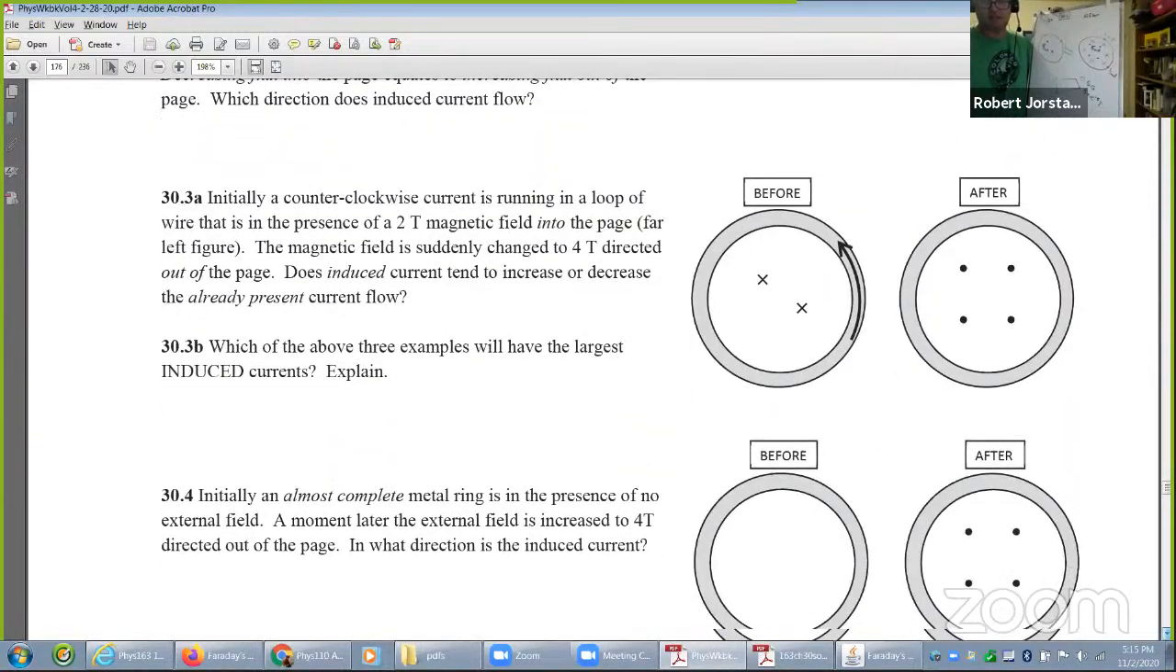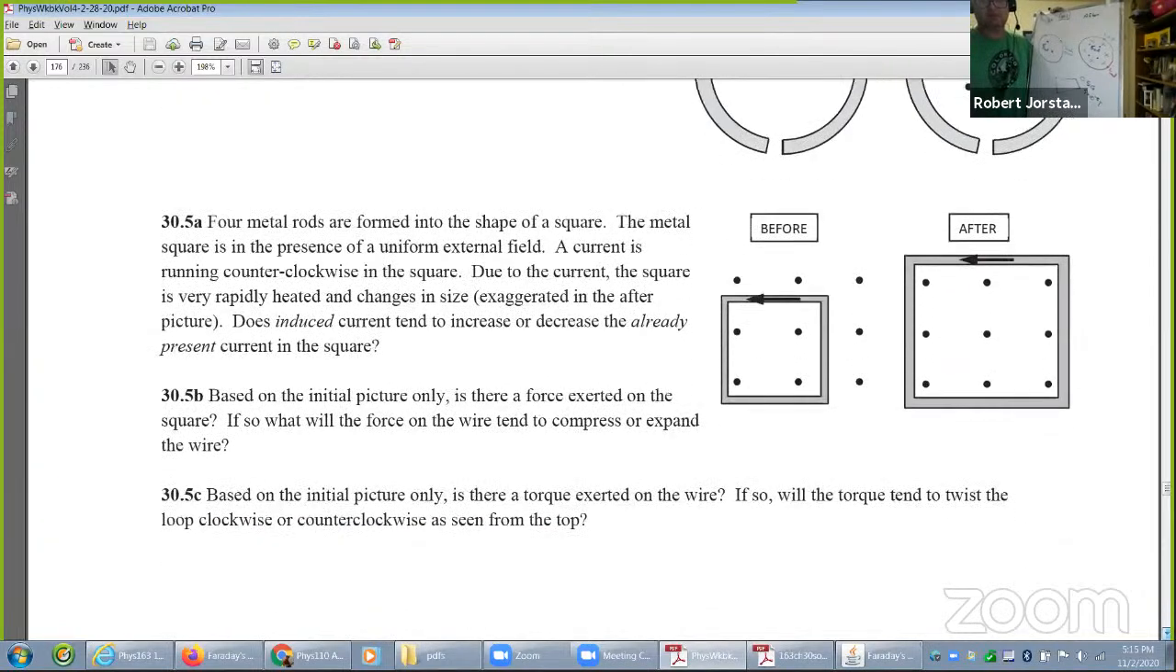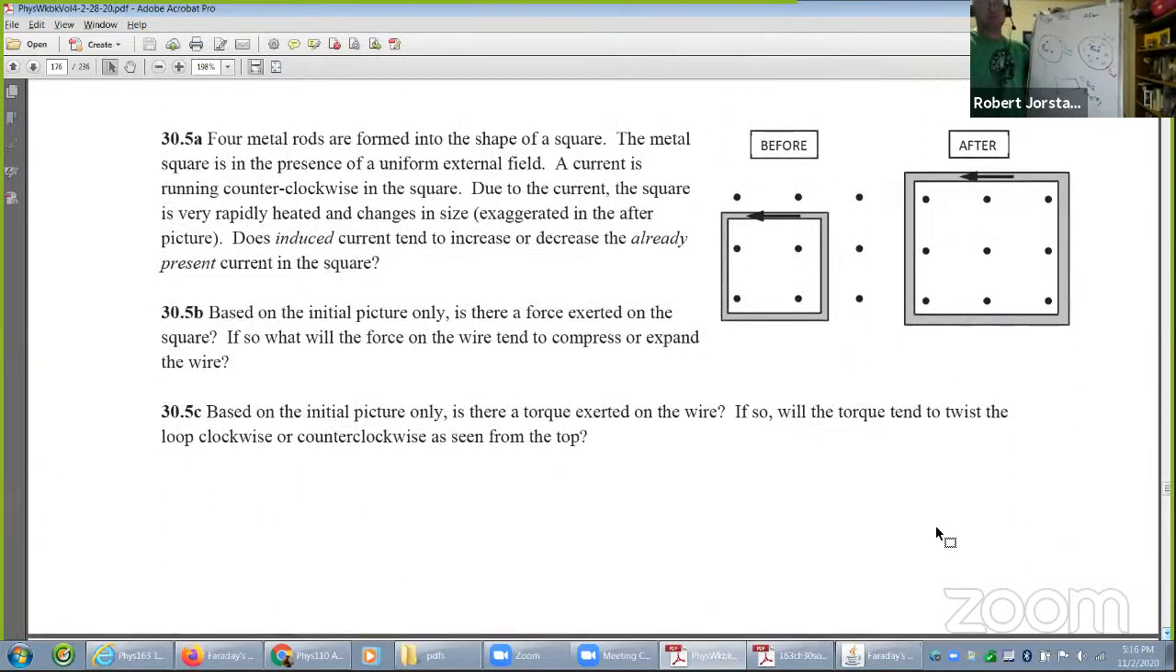All right. So there's that. There's that. This one looks ridiculous, but let's take a look at this one. Now, I just want to point this out.